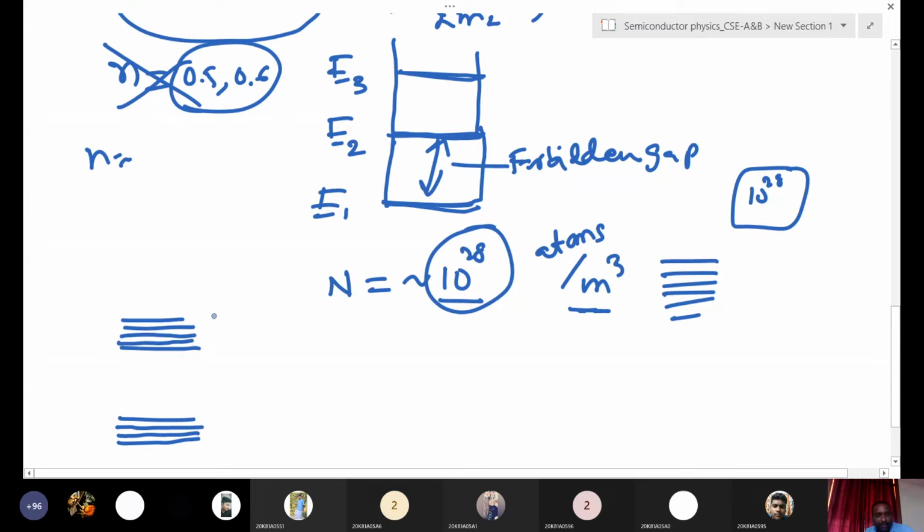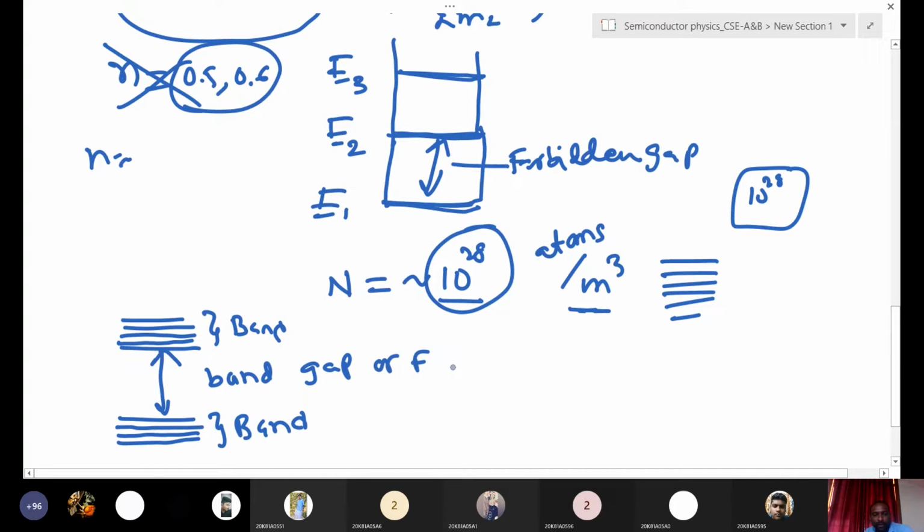These we call one band. Here these states we call another band. The gap between these two we call the band gap, or forbidden gap. In semiconductors it is about 0.6 to 3 electron volts, but there is no forbidden gap in metals. That's why there is no band gap.